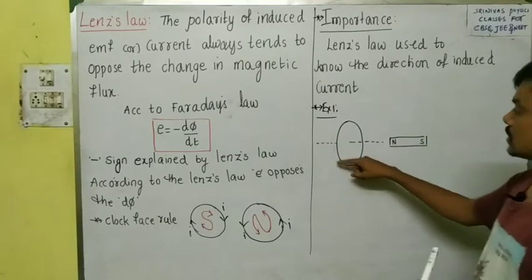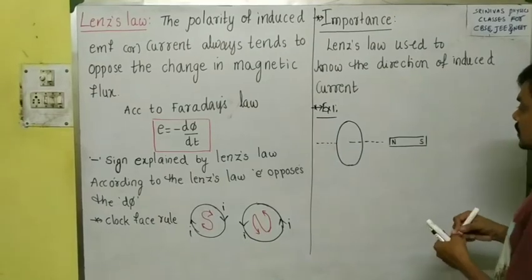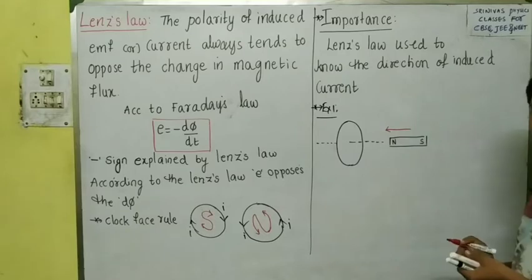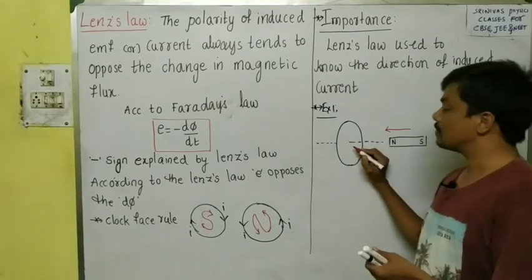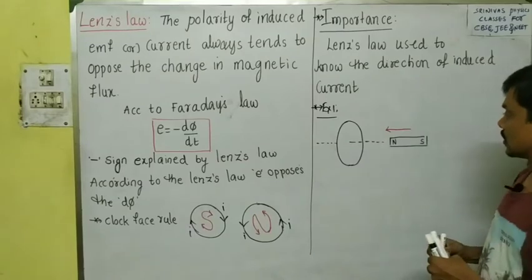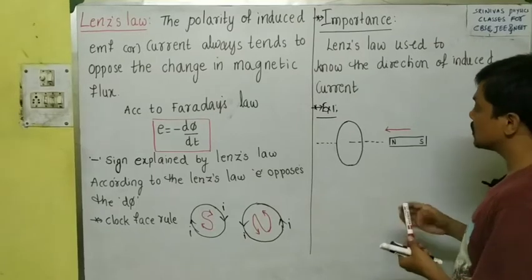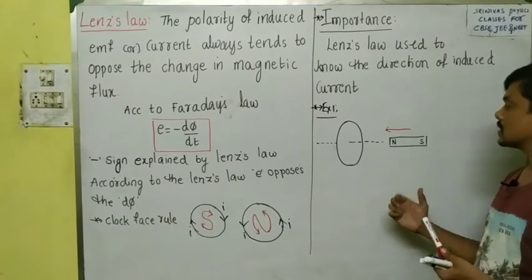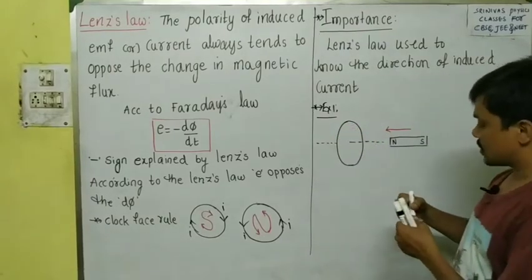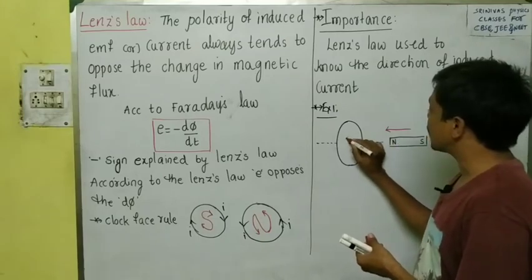Loop means just closed. Now I am moving the magnet towards the loop. When you move the magnet towards the loop, the field increases and the flux increases. Then that flux should be decreased. In order to decrease the flux, the opposite field should be generated. That means the phase which is towards the north pole will act as a north phase again.